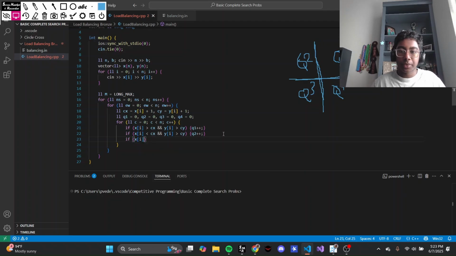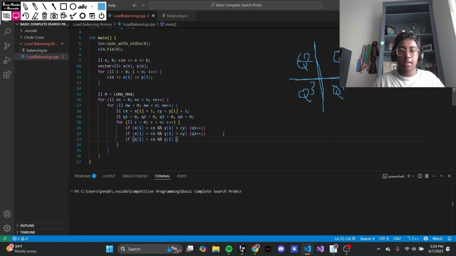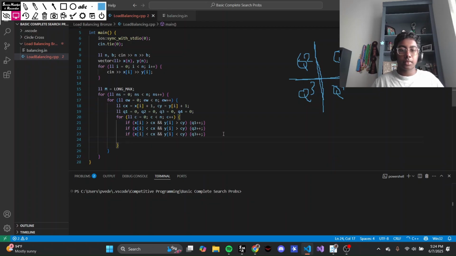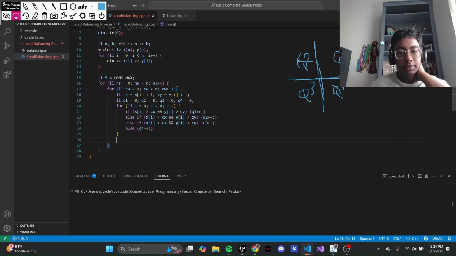So if x of I is still less than cx and y of I is less than cy, we find ourselves in quadrant 3. And then otherwise, so then here we can just say else quadrant 4 plus plus. Okay. Now we've done all our quadrant updates for the current combination of north-south and east-west fence.